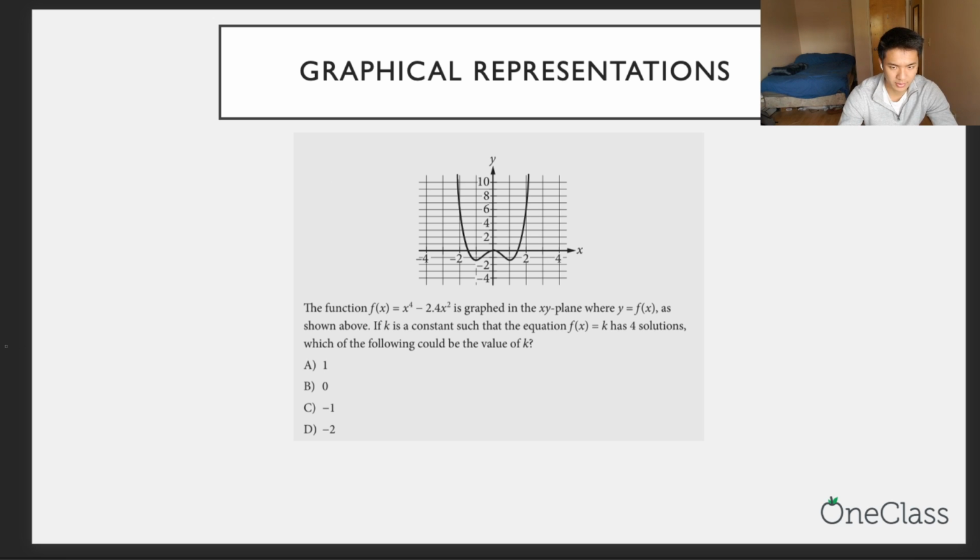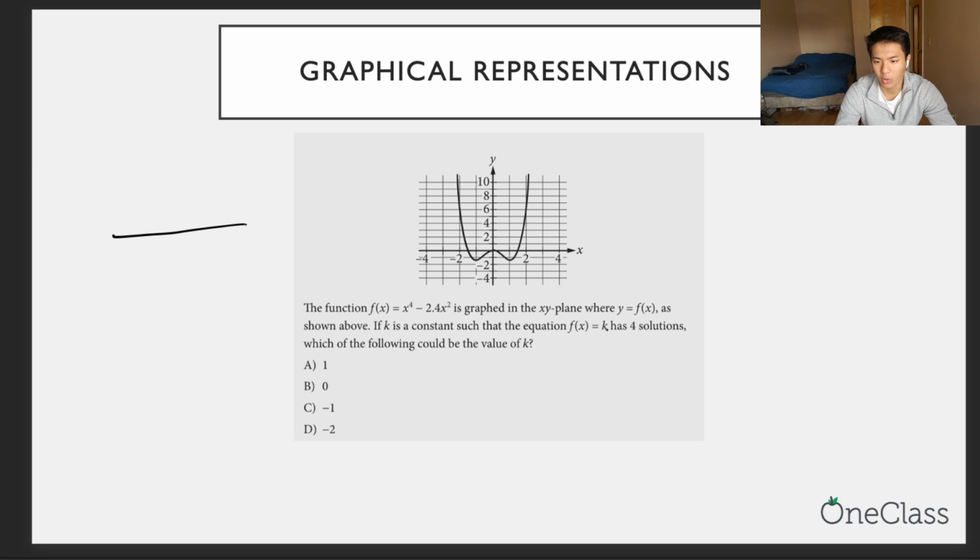The next question we have gives us a graph and says the function f of x equals x to the power 4 minus 2.4x squared is graphed in the xy plane, where y equals f of x as shown above. If k is a constant such that the equation f of x equals k has 4 solutions, which of the following could be the value of k? And so, when we talk about this, what we're really dealing with is, do we know what this line, if k is a constant, implies? If k is a constant and f of x equals k, that means that y equals k is a horizontal line. It's a straight line that you draw across this graph.